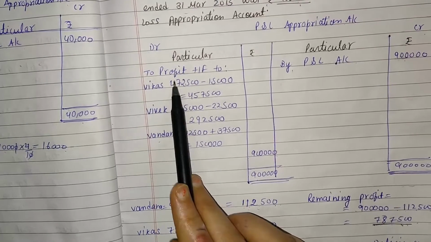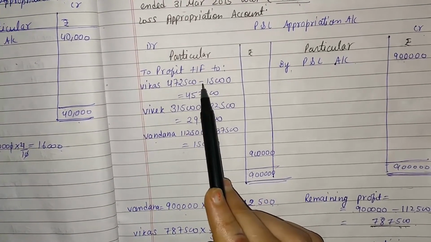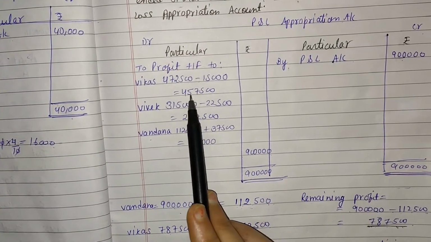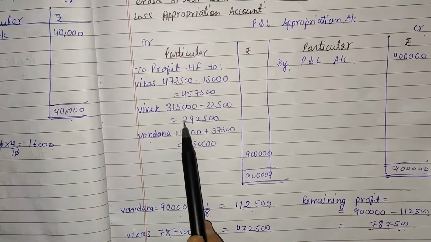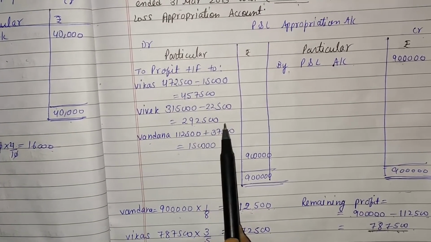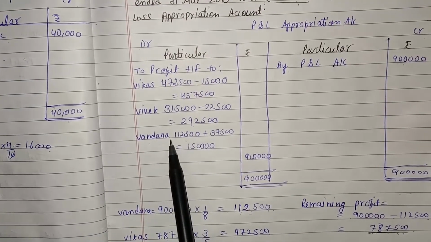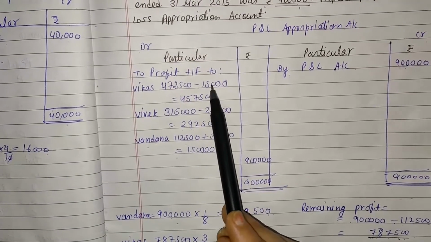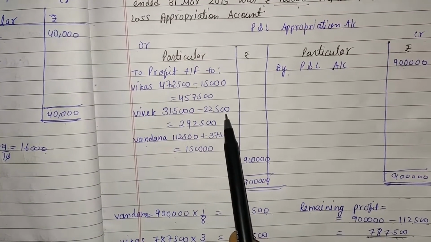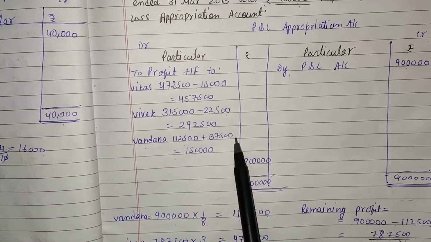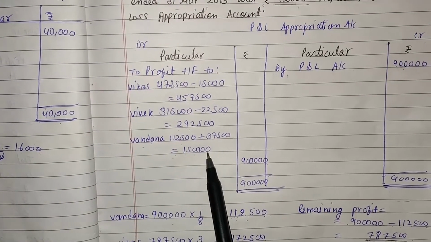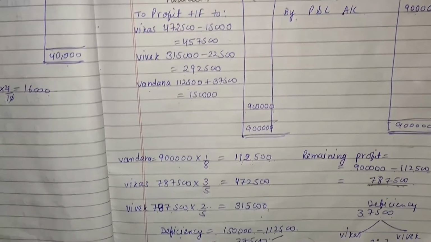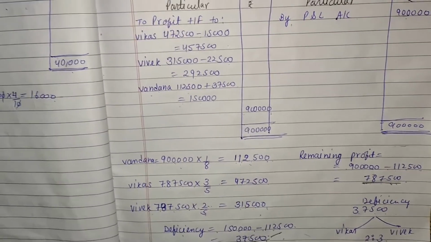So that 15,000 is deducted from 4,72,500, and for Vivek, before this we calculated 3,15,000 minus 22,500. The final amount for Vikas is 4,57,500, and Vivek is getting 2,92,500. Vandana, before this, is getting 1,12,500 plus the deficiency from Vikas and Vivek, that is 15,000 plus 22,500. Total of this is 37,500. Vandana is finally getting 1,50,000. Total of this is also 9 lakh. That is the final concept of the partnership. Now our partnership topic is finished.